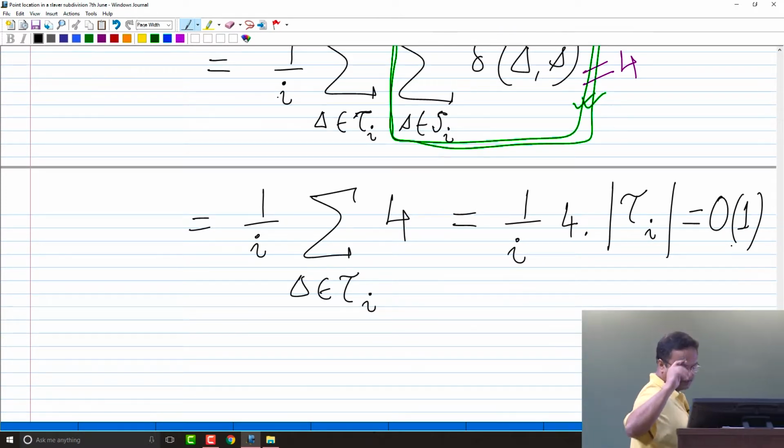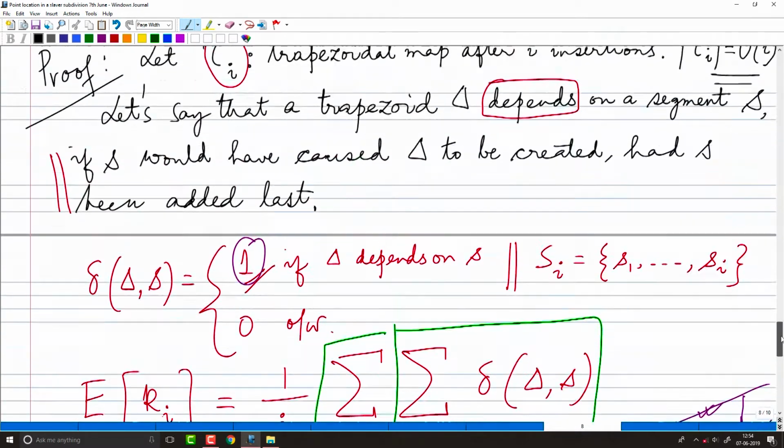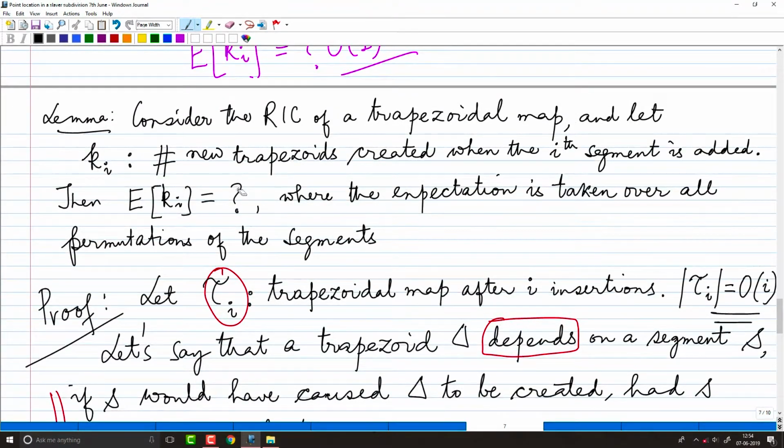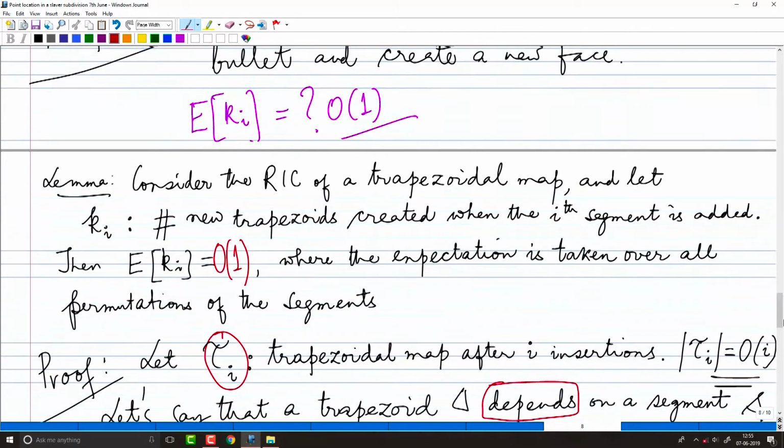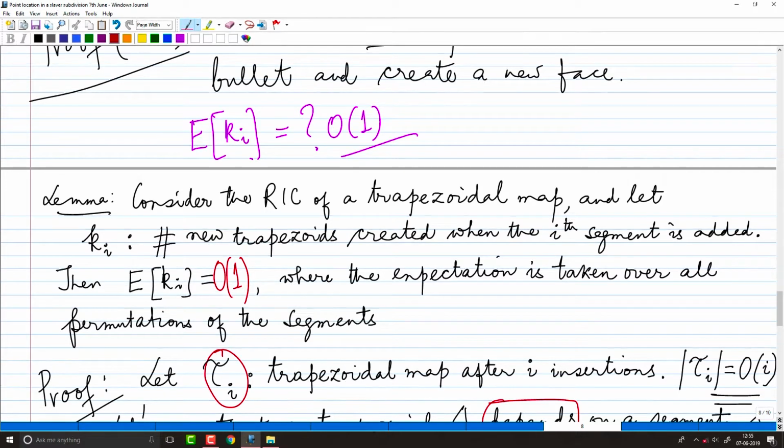So, we have been able to fix the statement of the lemma. This is order 1. So, the disturbance created by any line segment is, in expectation, constant. So, I have convinced you about this.